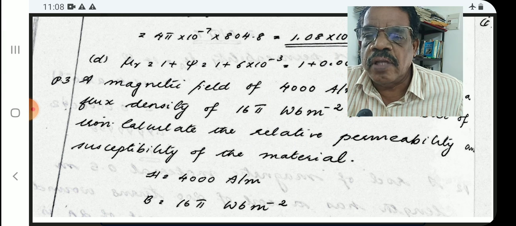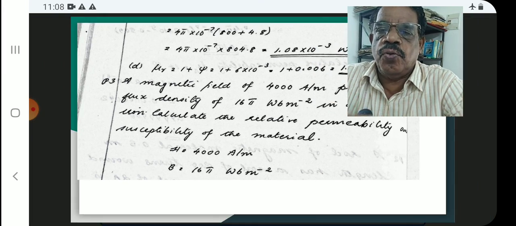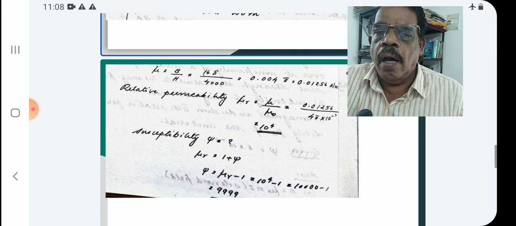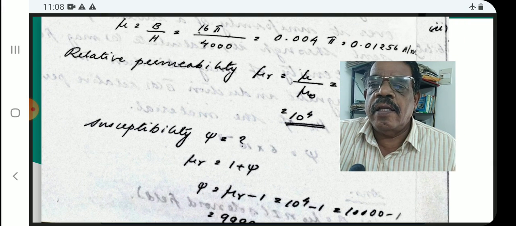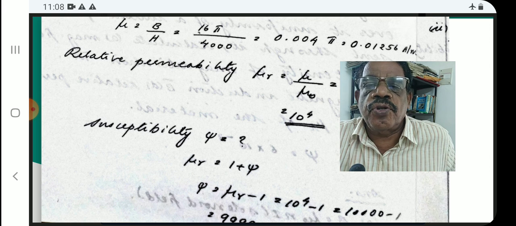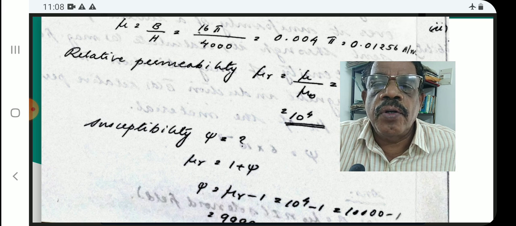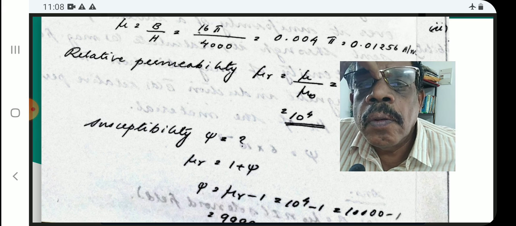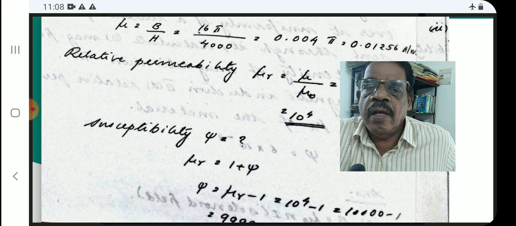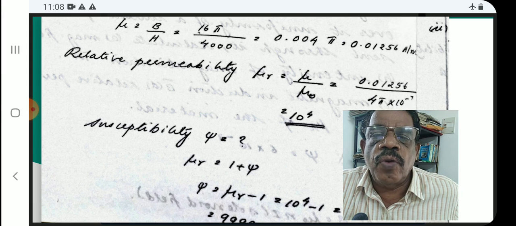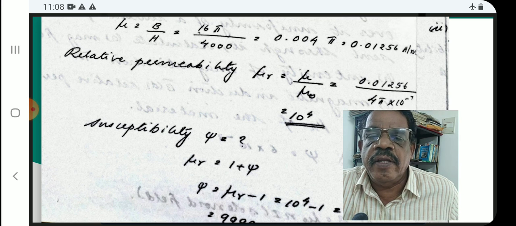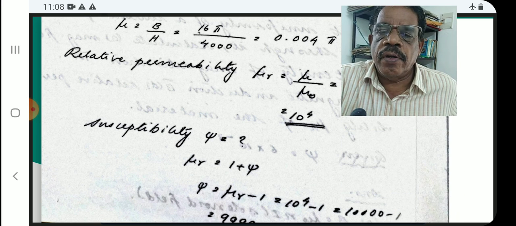Here H is 4000 ampere per meter, B is 16 pi Weber meter raised to minus 2. That we give here, that is mu is B by H. That is 16 pi by 4000 equal to 0.004 pi equal to 0.01254 ampere per meter. Then comes relative permeability mu r, that is mu by mu0, 0.01254 by 4 pi into 10 raised to minus 7 equal to 10 raised to 4.